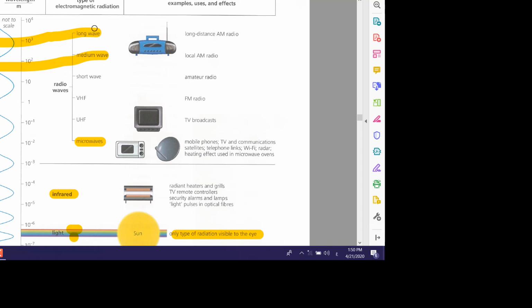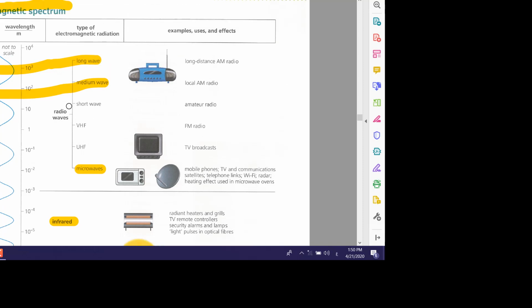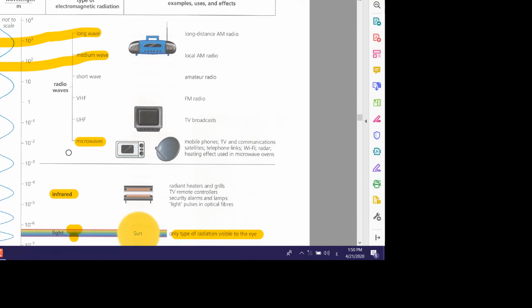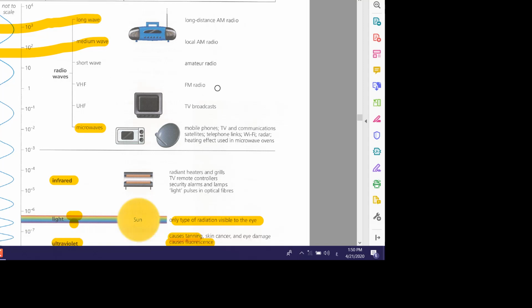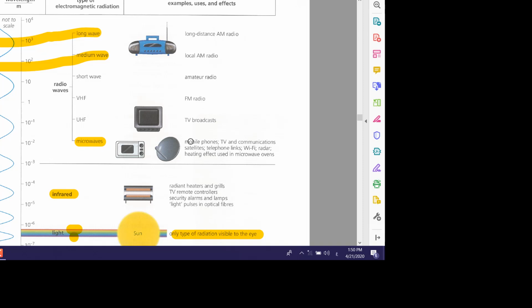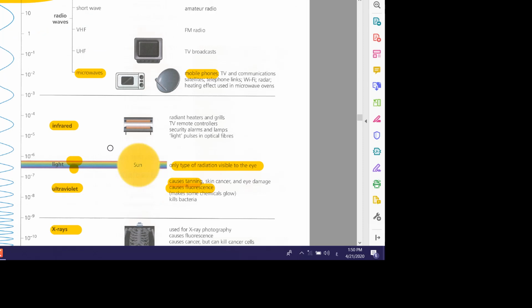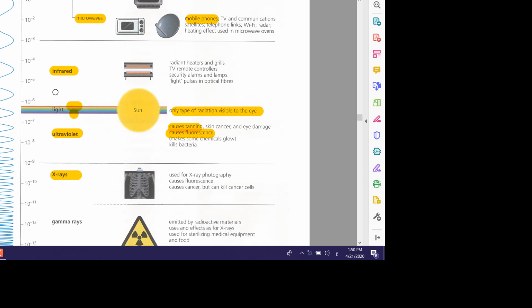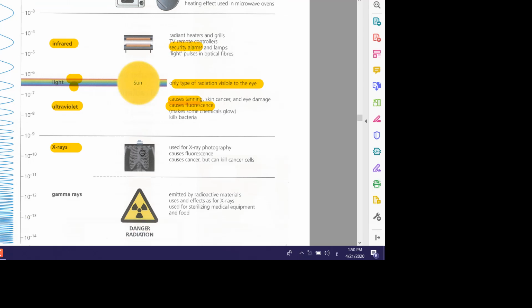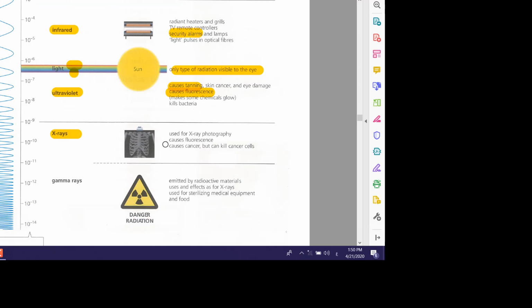So here, as we said, each type of electromagnetic radiation has its wavelength and what we use it for. Microwaves, for example, are used for mobile phones, TV, communications. Infrared is used for security alarms. And X-ray is used for X-ray photography, causes fluorescence, causes cancer.